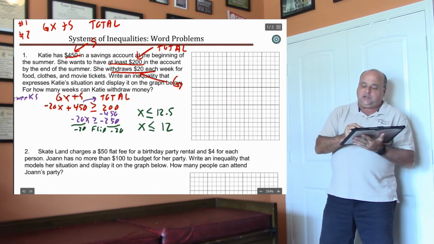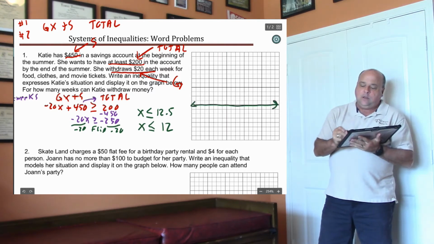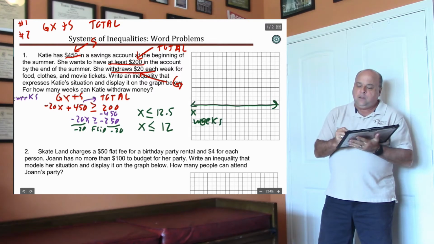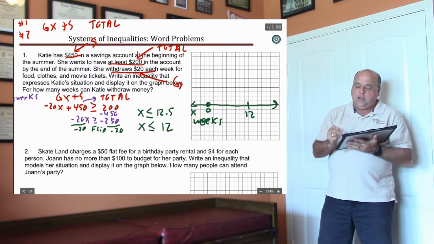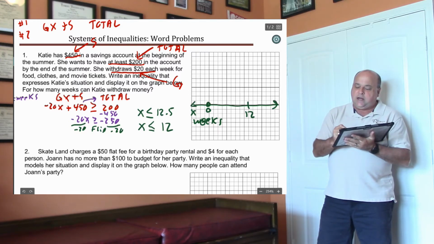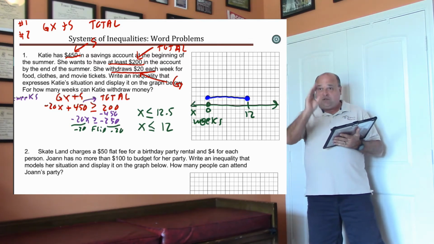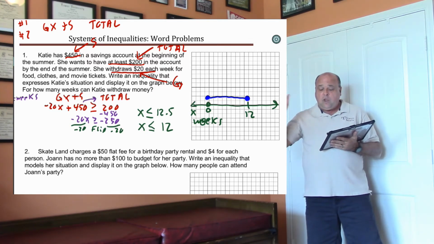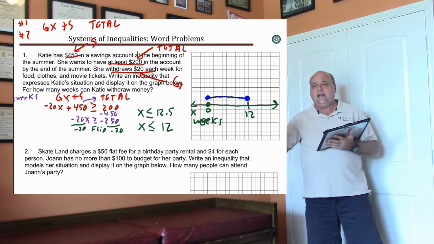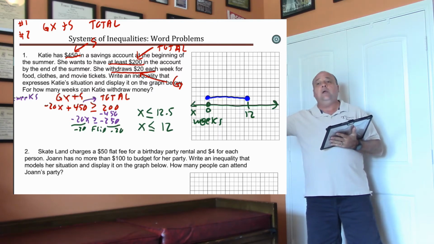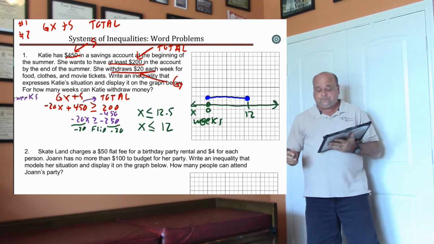So to draw this, draw a number line, write down x and write down weeks. We're going to start off with 0, and we're going to go to 12, and we could spend between these amounts of money, right? So this right here would be our solution set, wouldn't it? So from 0 to 12, we can spend the $20 a week and not go over. On the 13th week, it's going to be too much.